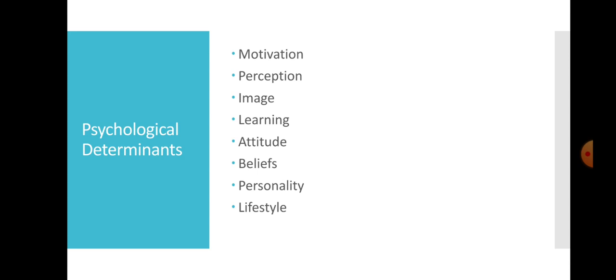The next variable, or determinant, or factor in this psychological determinants category is perception. Perception is the process whereby stimuli are received and interpreted by an individual, and then translated into a response. Every individual perceives the image through his senses, that is, eyes, ears, nose, skin, or mouth.